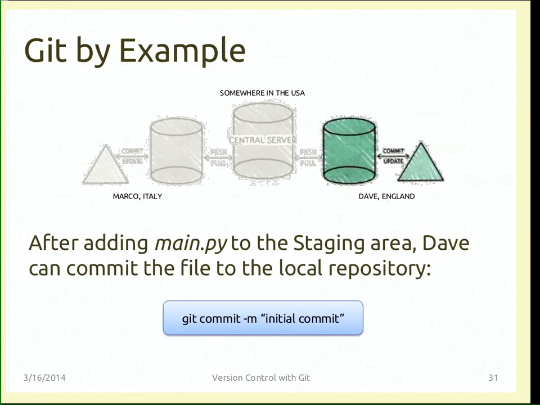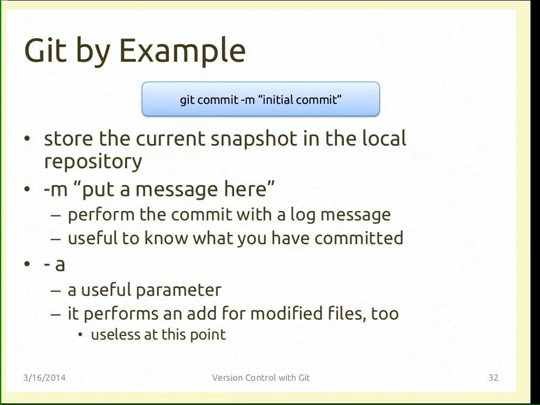Dave adds this file to the staging area, in the index, it is marked as to be committed, and then finally he can commit the file, with git commit -m, for example, "initial commit". The commit stores the current snapshot of the working copy in the local repository. -m is a parameter for indicating a log message, for example, initial commit. So perform a commit and attach to this commit a message that explains what you did. This is the initial commit, the first work in progress on that file.